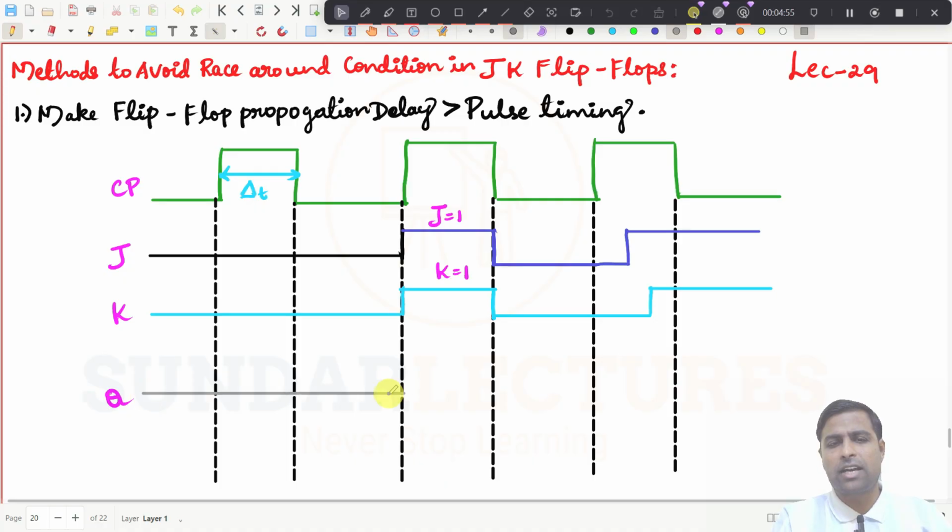I am not going to consider at this point. I am just going to consider from here to understand things, right? So what happens here? J is equal to 1, K is equal to 1. So there is a problem. Here you will have the propagation delay. Sorry, you will have a race around condition, right?